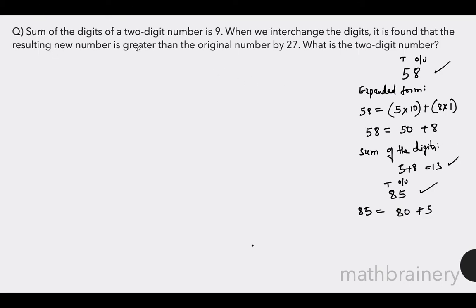Sum of the digits of a two-digit number is 9. Suppose I take xy as a two-digit number. y is in ones place or units place and x is in tens place.